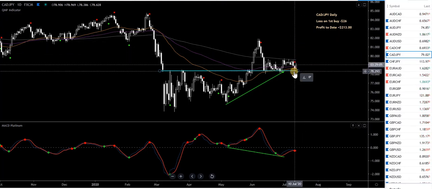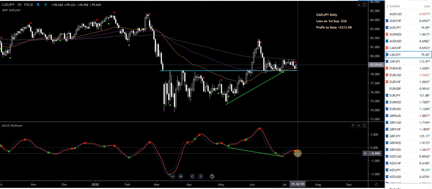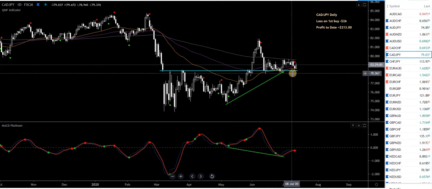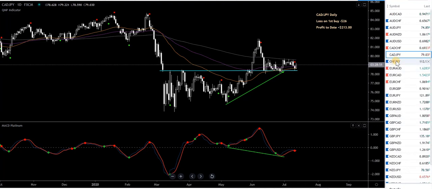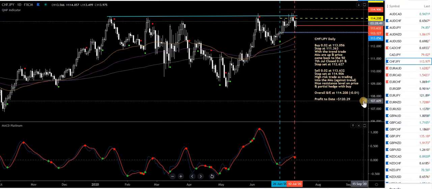So I took a loss, $26. Now, the MACD platinum's still below the 0 level, so I may get another buy signal and I could take it, maybe another buy, something like that. But at the moment, no trades on, so I don't know why it's highlighted in blue because there is no trade, so we'll untag that. And we'll move to the next one.